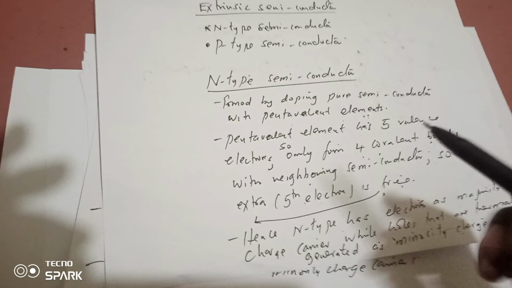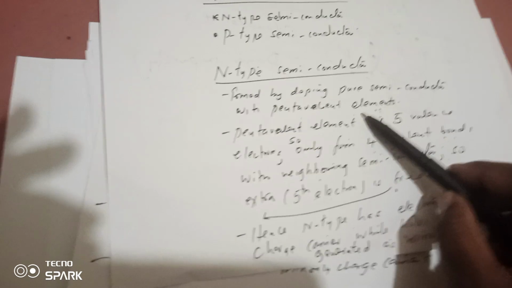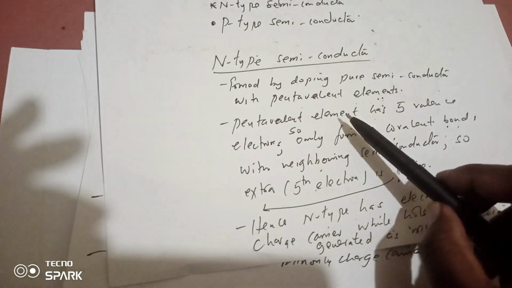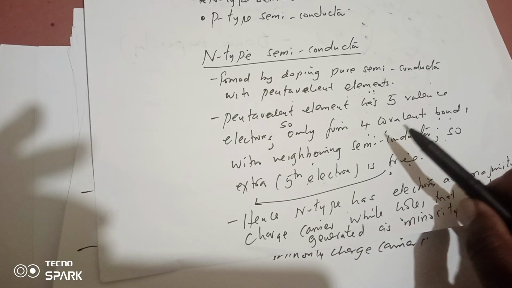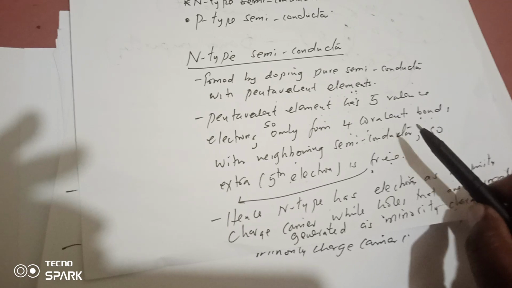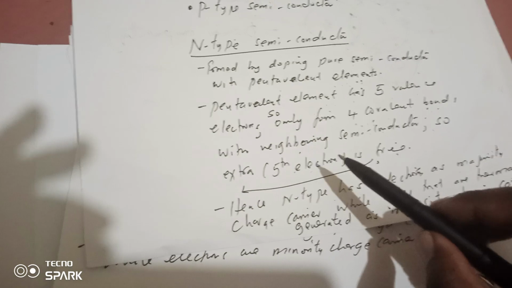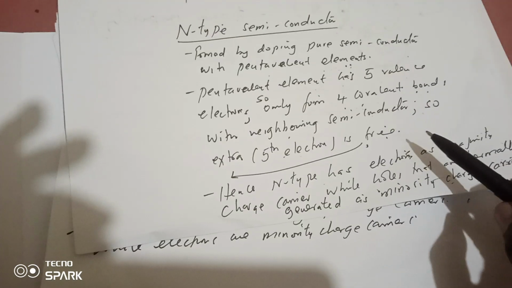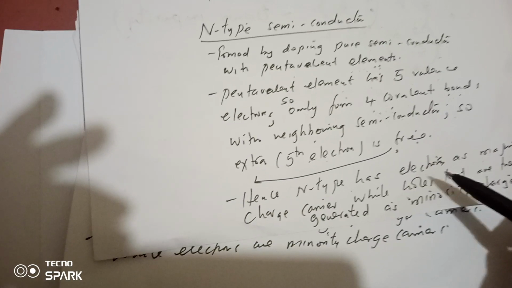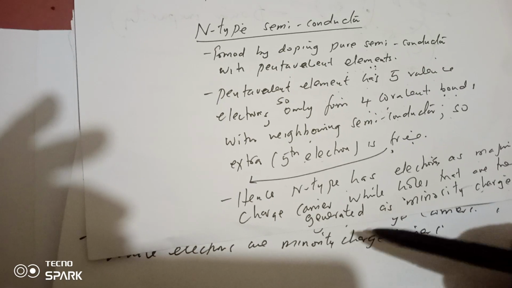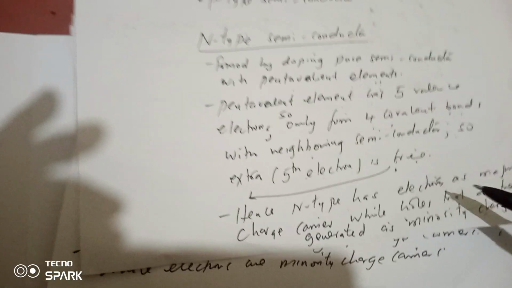generated. So the things that we need to know about N-type: N-type is formed when doped with group 5 or pentavalent elements. The pentavalent element has 5 electrons, but silicon or germanium, the semiconductor, has only 4, so they only form 4 covalent bonds, leaving the extra 5th electron to be free. And that's why the N-type has electrons as majority charge carriers, while holes are minority charge carriers that are thermally generated.